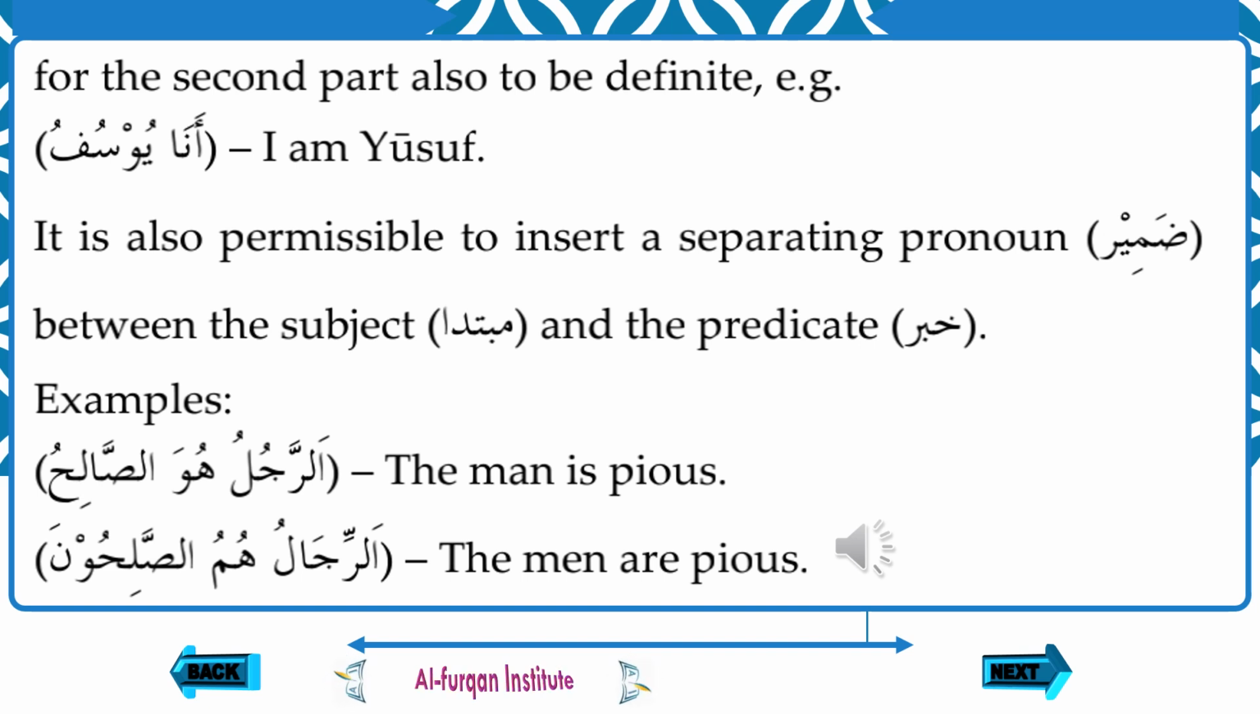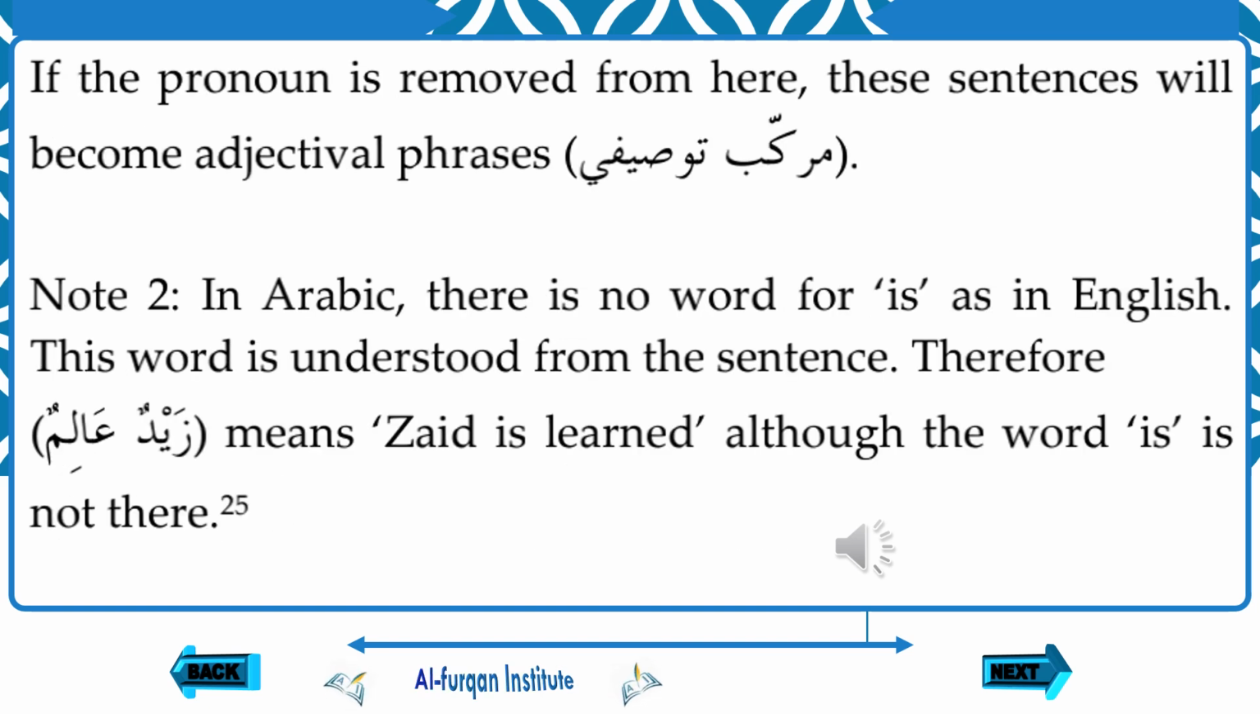So if some of these pronouns are inserted between two definite nouns, it will still be considered a nominal sentence, that is ismu jumla ismiya. If the pronoun is removed from the above mentioned example, the sentence will become an adjectival phrase, that is murakabun tawsifiyun.